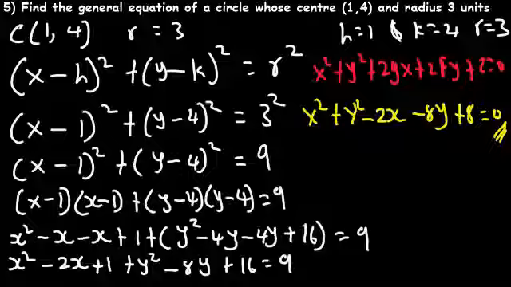On to example number 6. Find the coordinate of the center and radius of a circle whose equation is this. X squared plus y squared minus 6x plus 4y minus 3 equals 0. Whenever the equation is given and you have to find the coordinate of the center and the radius, what we are going to do in essence is that we will complete the square.